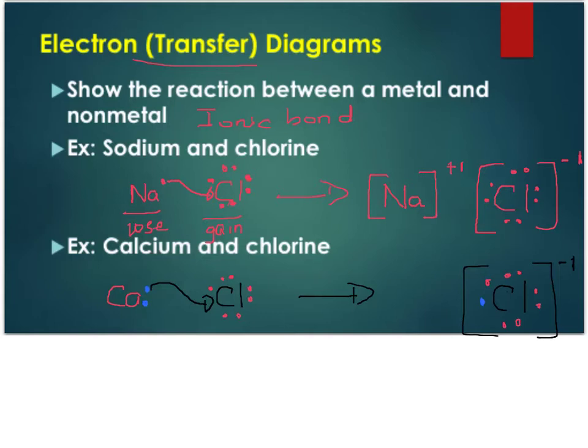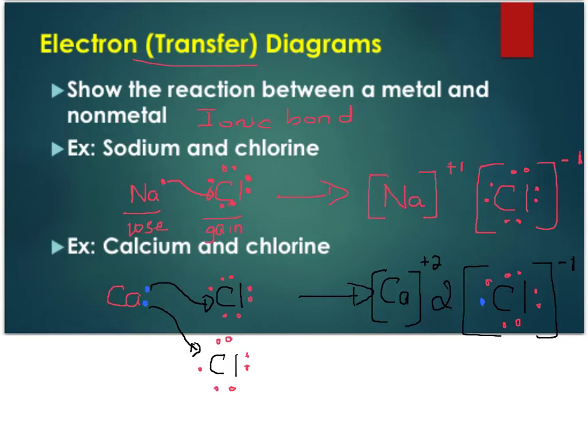So what does that tell us? That means we need another chlorine to take part in this reaction, because we need 2 chlorine atoms, because calcium has 2 electrons to give. So the next electron is going to be donated here. So that gives us 2 of these in the end. Plus, we're going to have our calcium, which forms the ion of +2. So that is our electron transfer diagram, because it shows the transfer of electrons.